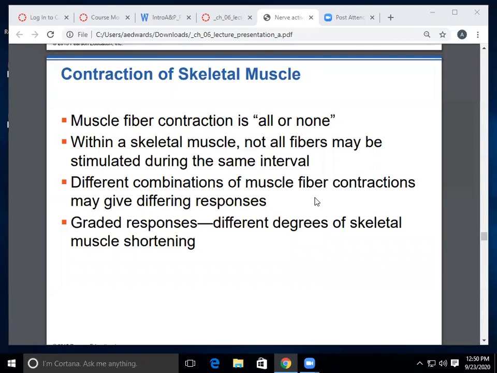All right, so let's talk about muscle contraction a little more in skeletal muscle. So the contraction is said to be all or none. Either you get contraction or you don't. But within a skeletal muscle, some fibers can be stimulated in the same interval, but others may not. And so having different combinations of muscle fiber contractions gives you different responses, and we'll talk about what that looks like. So you can say the responses are graded, which means you have different degrees to which the skeletal muscle actually shortens.